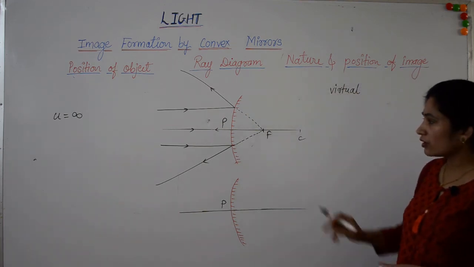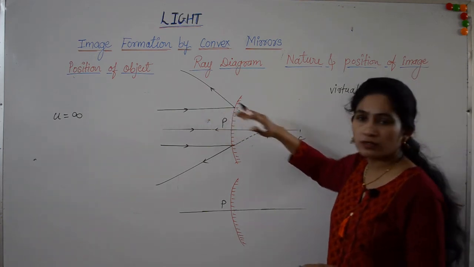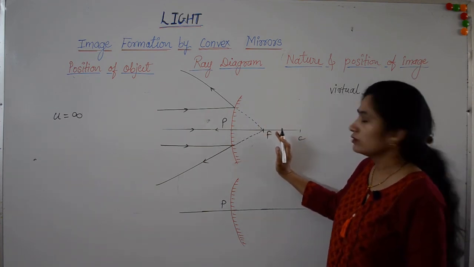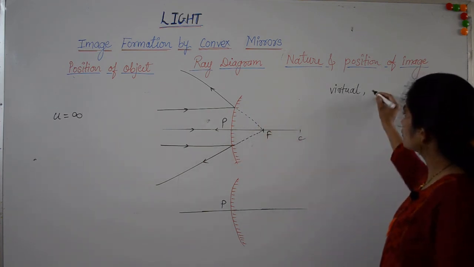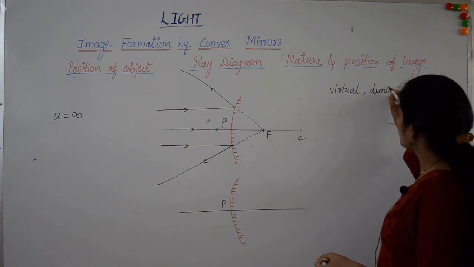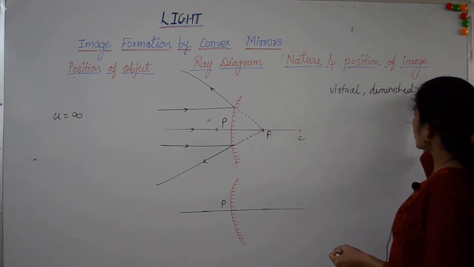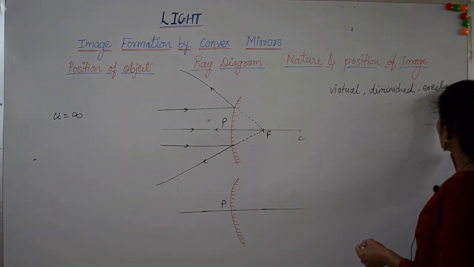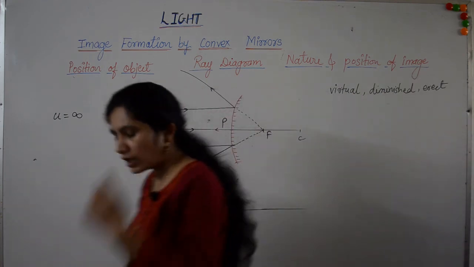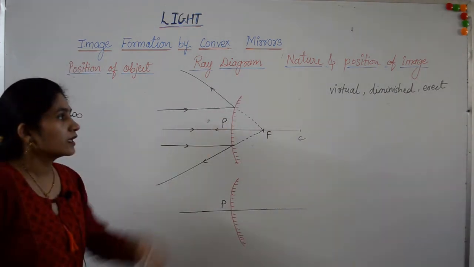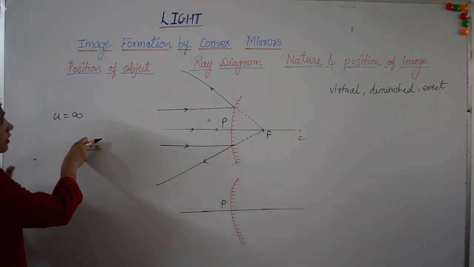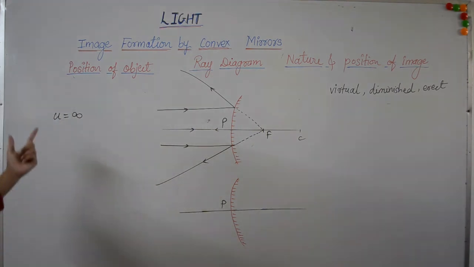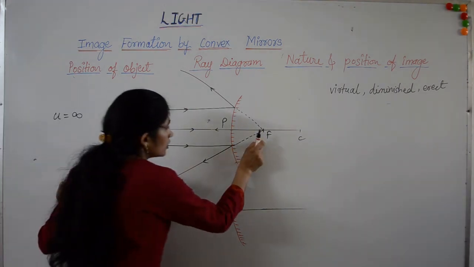Now why is it virtual? Because the reflected rays do not meet. We have to extend them behind the mirror in order to meet them. Therefore the image is virtual, it is diminished, means it is smaller than the object, and the image is erect. Erect means straight, it is upright, it is not inverted, that is called erect. The image formed by the convex mirror is always virtual, diminished and erect, and when the object is at infinity, the image is formed at the focus.